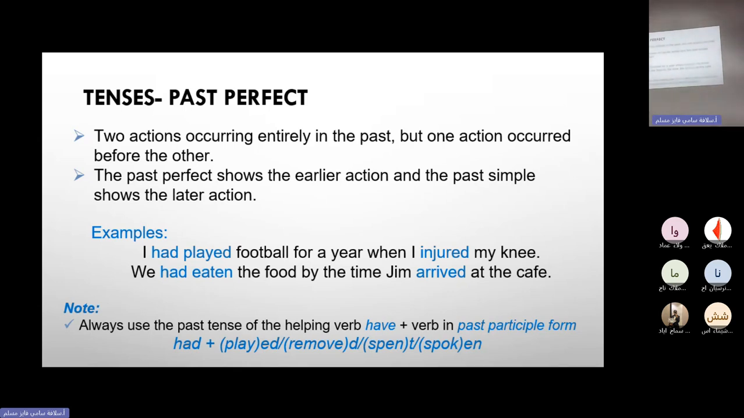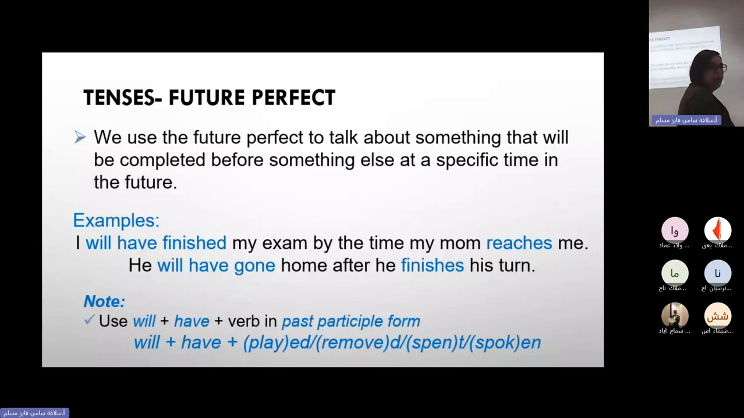Okay, in the past. Note, always use the past tense of the helping verb have, then that verb in past participle. That means we use had with played, or removed, or spent, or spoken. Okay, this is the form of the past participle.